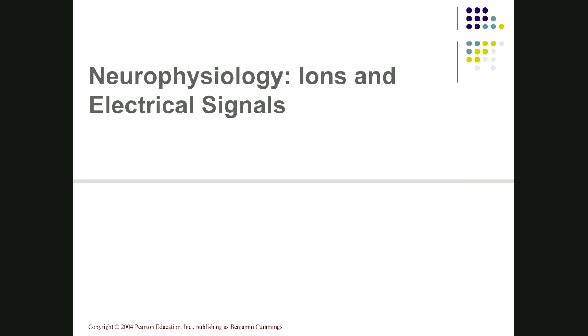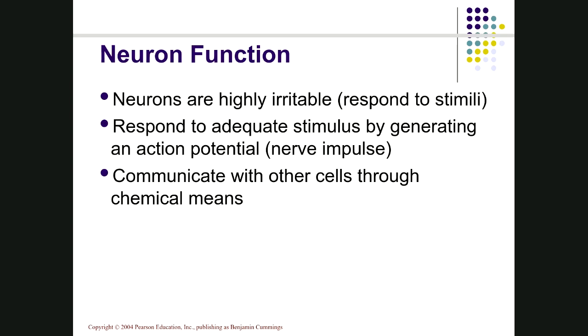So what we're about to start talking about is how neurons work. And so we're going to have to talk about things like ions, and we're going to have to talk about things like electricity. Before we do that, though, let's talk a little bit about the membrane. So first of all, neurons.